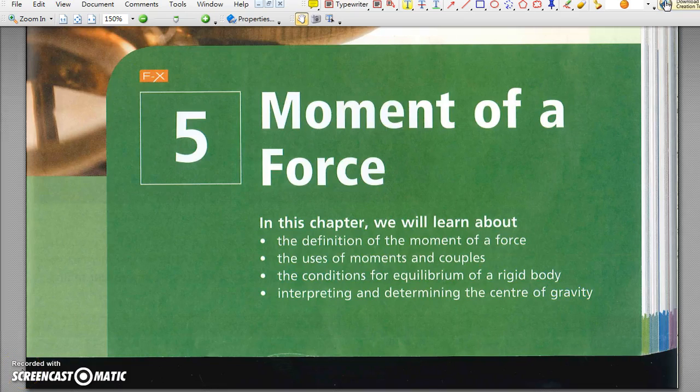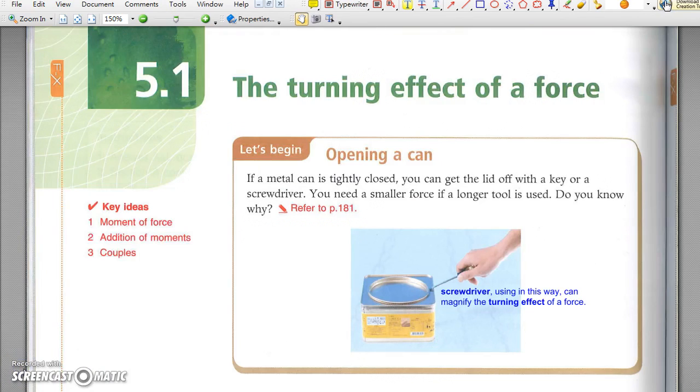Chapter 5 Moment of a Force. 5.1 The turning effect of a force.